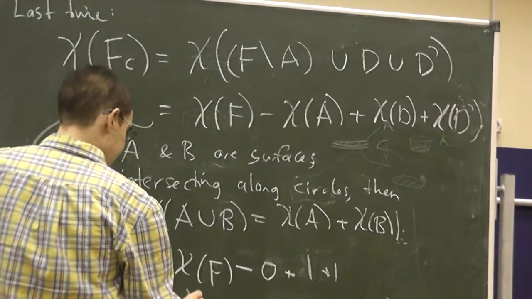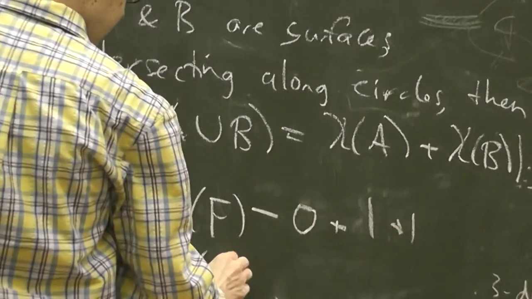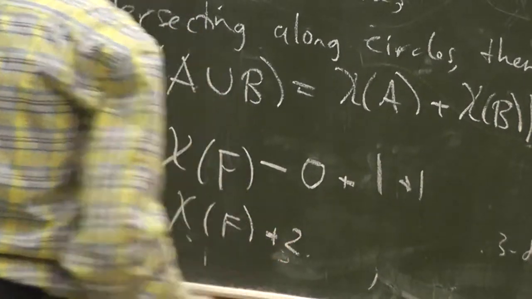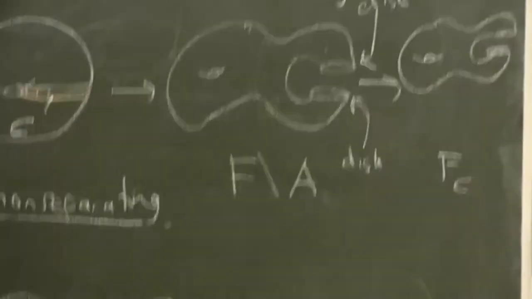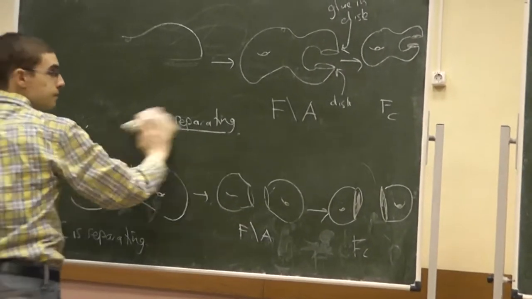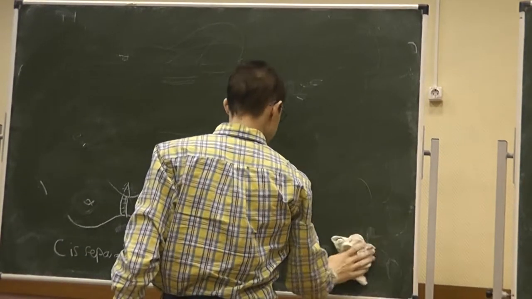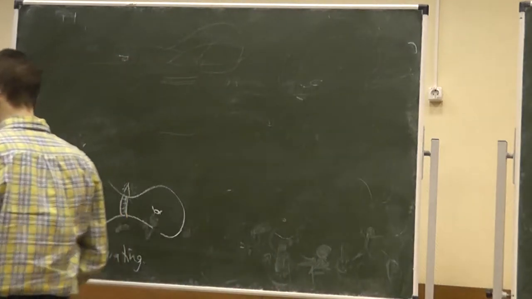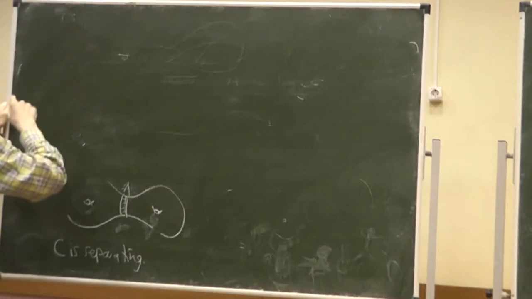So the Euler characteristic of the surgery is the Euler characteristic of the surface. And that didn't depend on which case we got. That was just our formula. Maybe I should have kept these pictures. Okay, and so as a corollary of that, we could write down what the genus is.